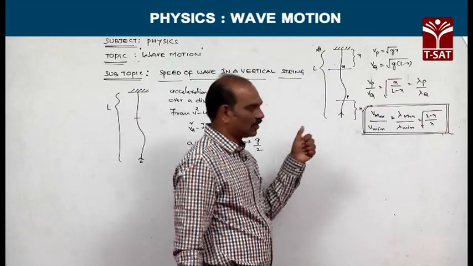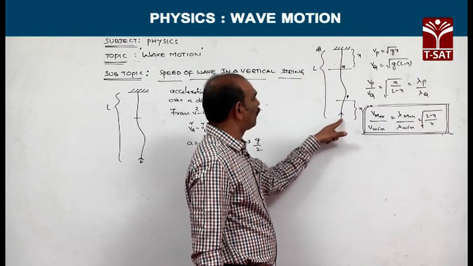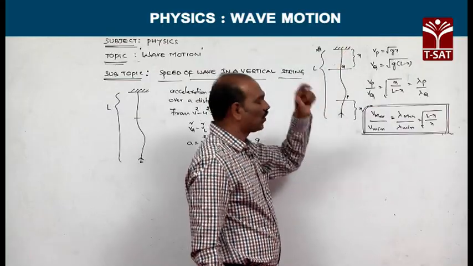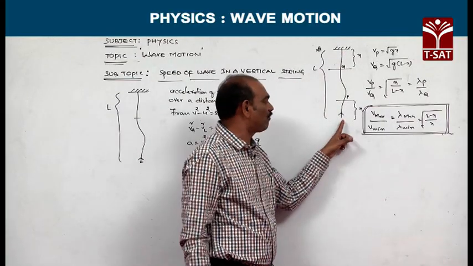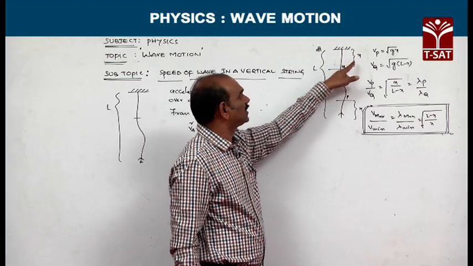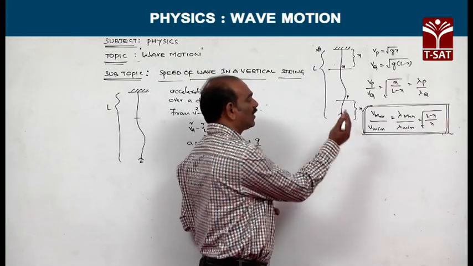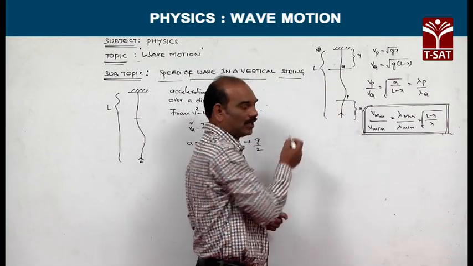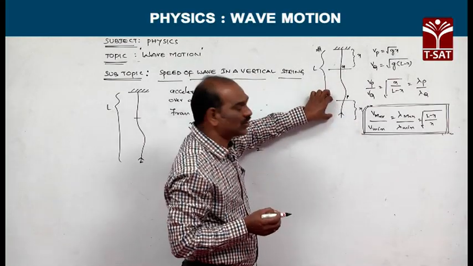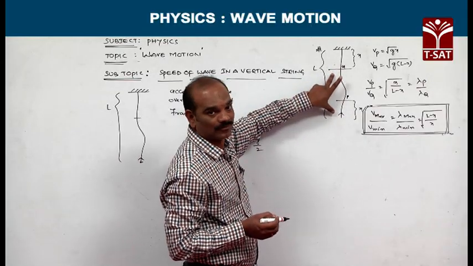One more application: the transverse pulse is propagating from the free end to the rigid end. We want to calculate the speed of the pulse at a distance of x from the lower end, and the speed of the pulse at a distance of x from the rigid end. For that, what to do? We have to find out the tension at P and the tension at Q. Tension at P is due to this part of string, tension at Q is due to this part of string.